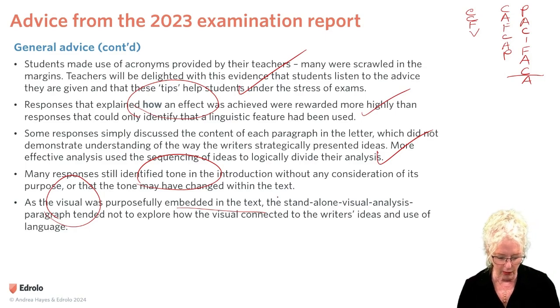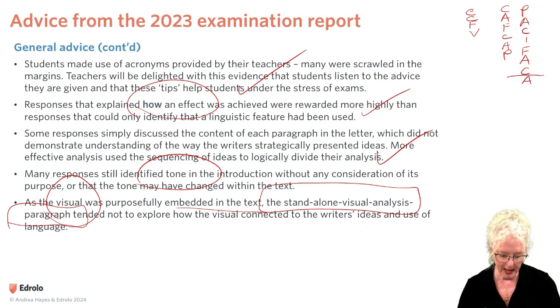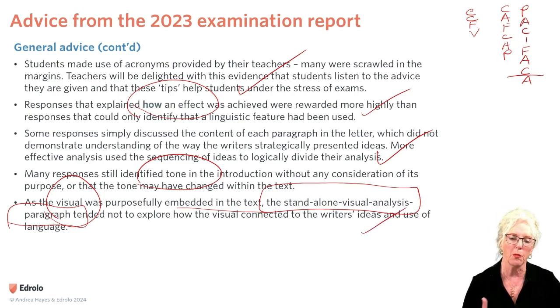The standalone visual analysis paragraph tended not to explore how it was connected with writers' ideas and use of language. And this really works with what we were talking about before in earlier lessons, particularly for the SAC: if you've got an embedded or integrated visual, attach your analysis to an argument point in your paragraphs. Don't give that visual a standalone. If it is a completely separate text, then it has its own contention, everything, and you can discuss it separately.